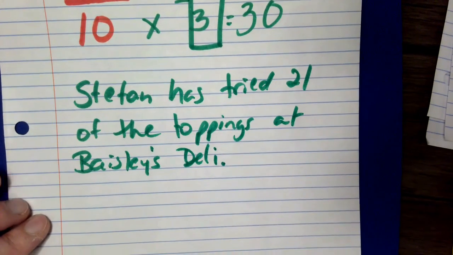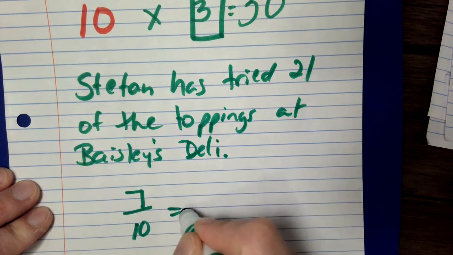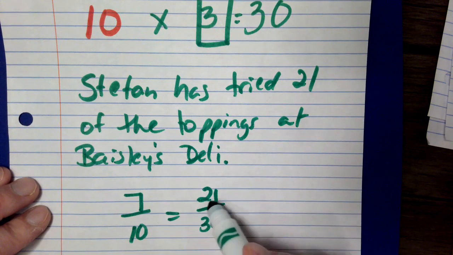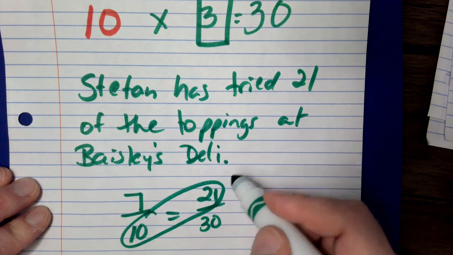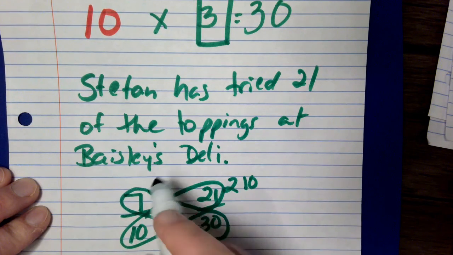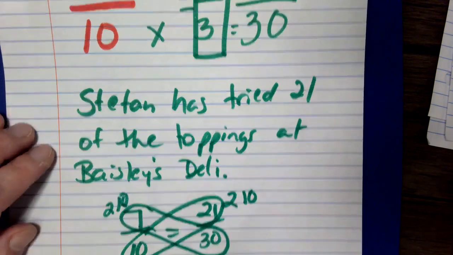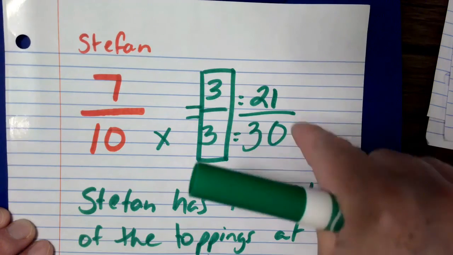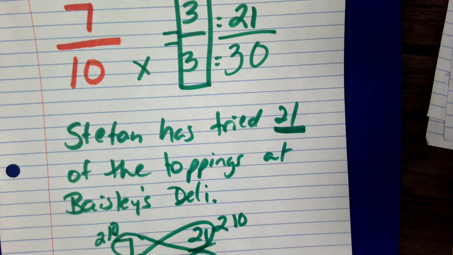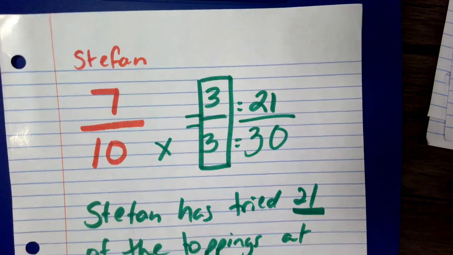Okay, I will also show you, to prove my answer, 7/10 is equal to 21/30. Okay, and I can cross multiply. 21 times 10 would give me 210, and 7 times 30 would also give me 210. So 7/10 is equivalent to 21/30. So I know that 21 of the toppings at Baisley's Deli were tried by my friends.